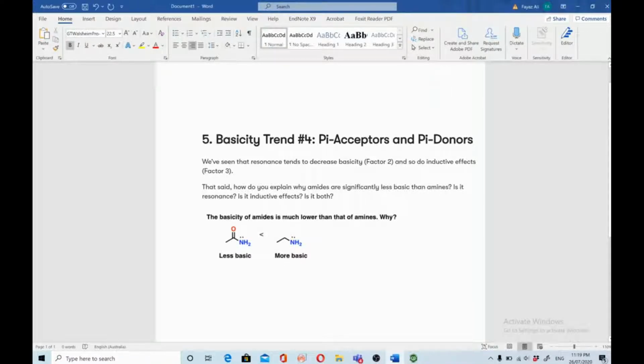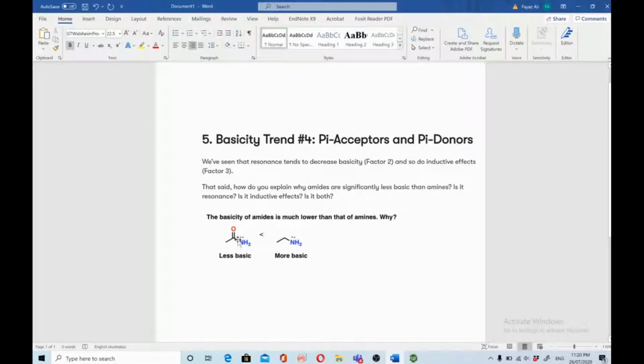Hence, amines are more basic than amides, even though according to the inductive effect, this oxygen is electron withdrawing and that should be something else, but the resonance effect will dominate, and amides are less basic because of the involvement of the nitrogen lone pair in resonance with the carbonyl group. And amines are more basic because they do not contain any conjugated system, or they do not have any pi-acceptor. So NH2 is a pi-donor and the carbonyl group is a pi-acceptor.